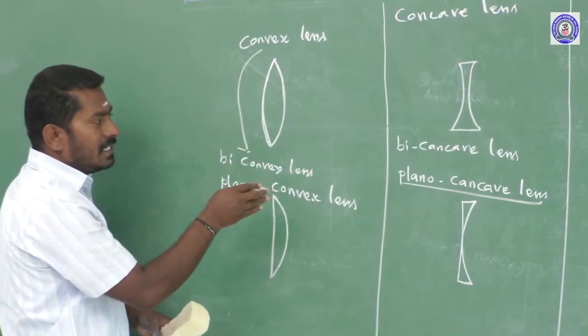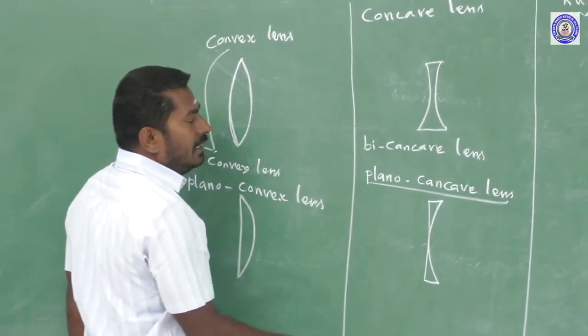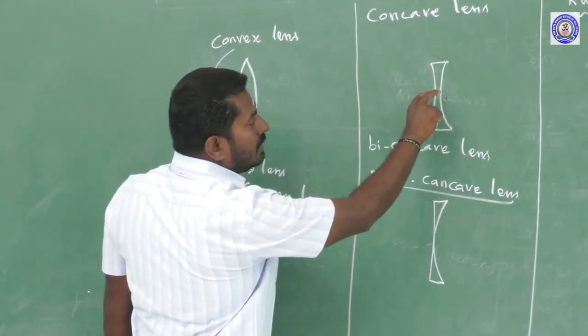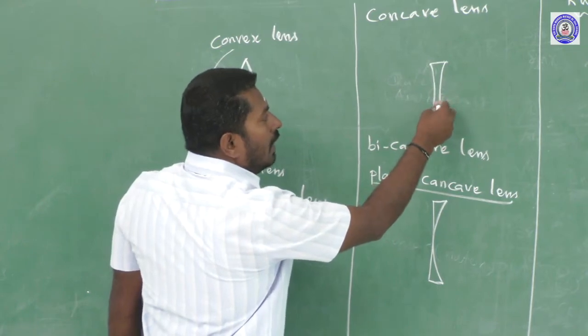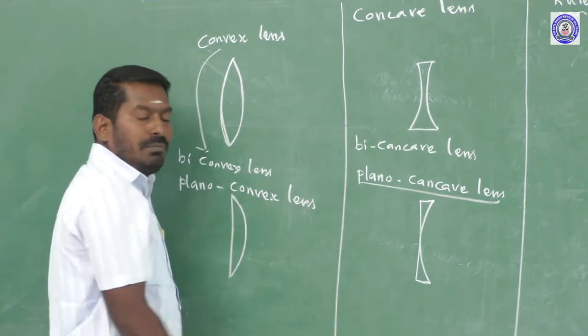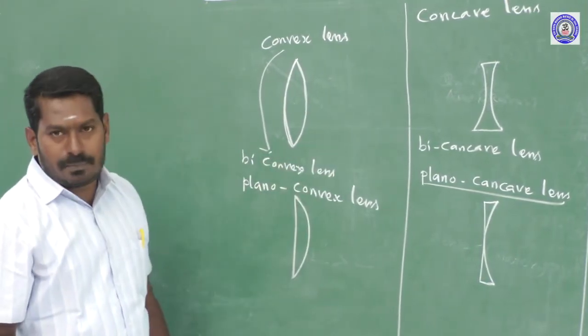That's why a convex lens is also called a converging lens. But the concave lens is also called a diverging lens because when a parallel beam of light is made to be incident on a concave lens, refraction takes place. After refraction, the refracted rays appear to diverge from a single point. That's why a concave lens is also called a diverging lens.